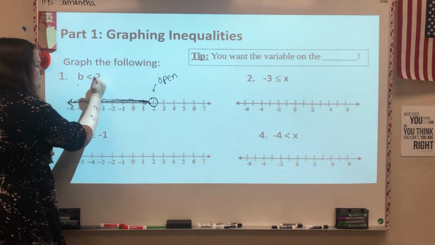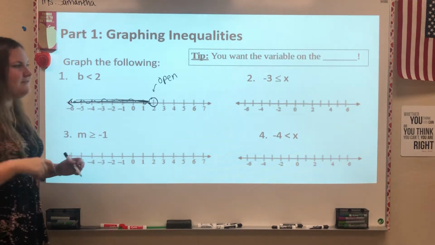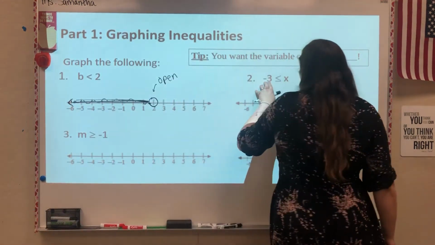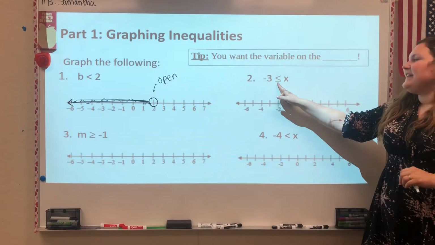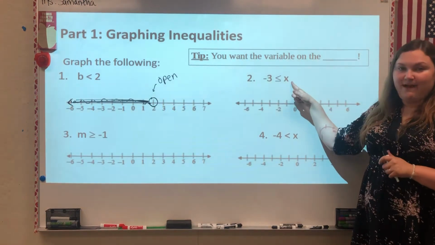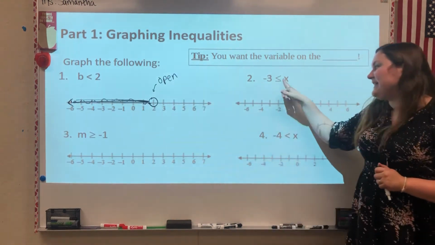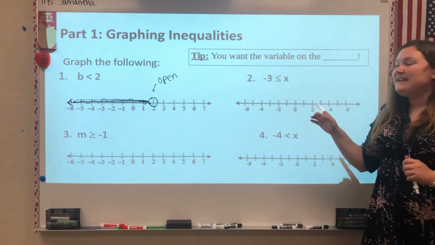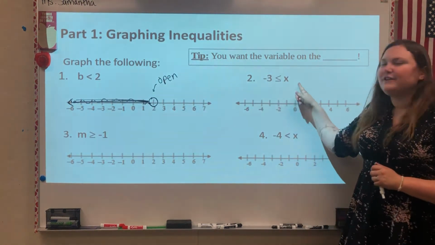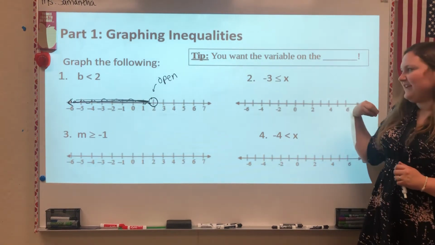Got one other example, and that is this one here. This one says -3 is less than or equal to x. Now this one's written a little different than number one. This one has the variable come at the end. Sometimes it's harder for students to figure out what this means when you've got the variable at the end.